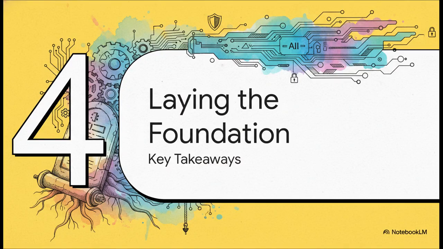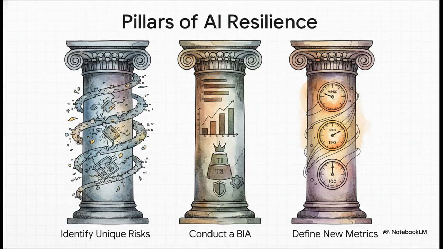Okay, so let's wrap this up and talk about the foundation you need to build. The good news is you don't have to throw out everything you know about DR. It's more about upgrading your current playbook with these new, really critical AI-specific ideas. Really, it all comes down to these 3 pillars of AI resilience. First, identify your unique risks. You have to know the specific weak spots in your data, your models, and your infrastructure. Second, do that business impact analysis. Quantify the cost of an outage, and then tier your systems so you know what to save first. And third, adopt the new metrics. Start using MPRO, FFO, and IQO to define what recovered truly means for your AI.